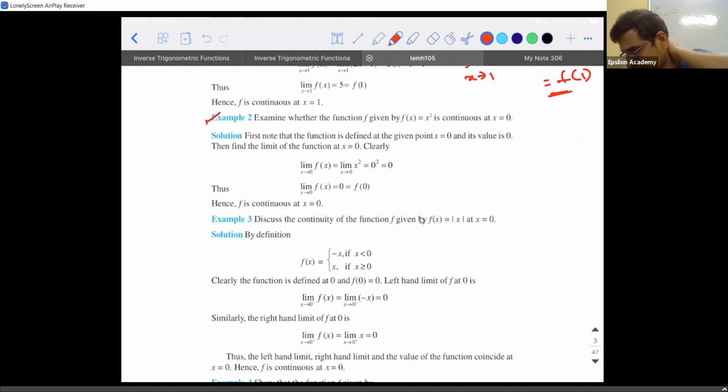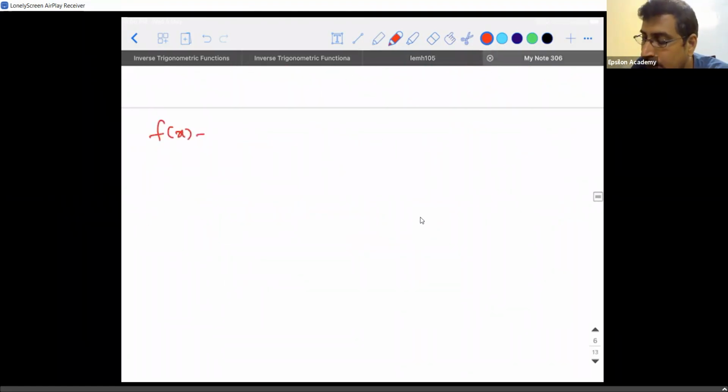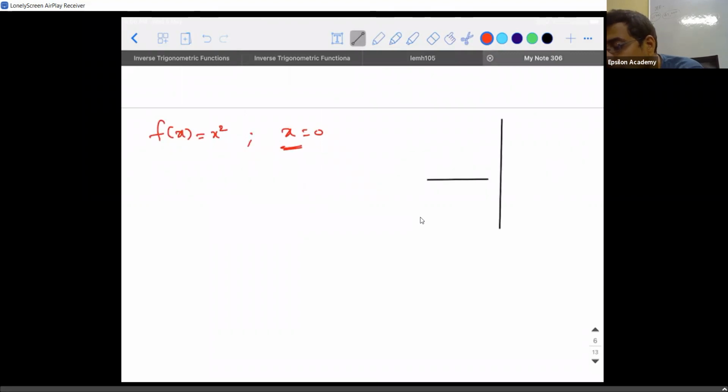So examine whether the function f given by f of x is equal to x square is continuous at x is equal to 0. F of x is equal to x square at x is equal to 0. Okay. So first let me see, for simple problems what I suggest is try to draw the graphs for them also, because these graphs will help you in the chapter called integrals. The 7th chapter, the 8th chapter, it will help you a lot.